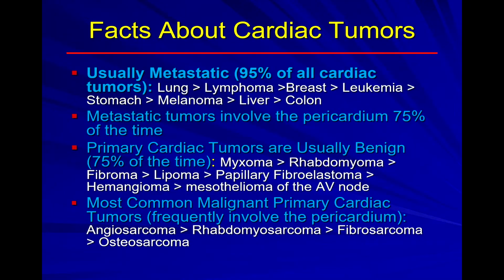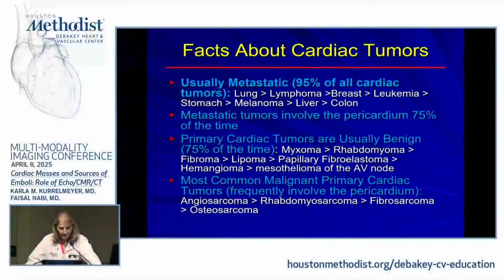So what about cardiac tumors? We haven't really talked about them much. They're usually metastatic. 95% of the time, they're not occurring in the heart itself, but they're coming from somewhere else. And usually that somewhere else is somewhere in the chest, like the lung or the breast. The metastatic tumors have a pericardial effusion associated with them 75% of the time. So if you see a pericardial effusion and you see a mass, it's most likely going to be malignant.